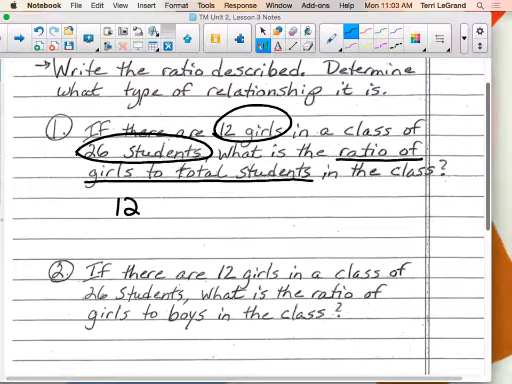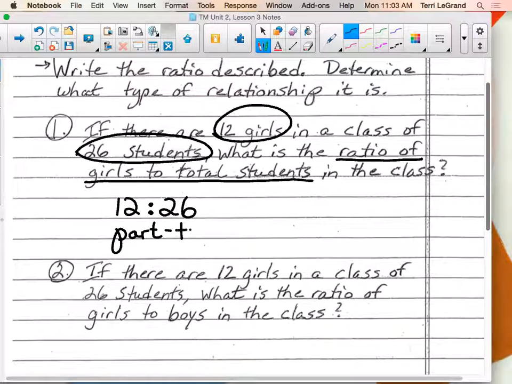12. And we're going to use the colon method right now, okay? 12 to 26. Total students, 26. 12 to 26. Girls to total students. Okay, what kind of a relationship is this? Part to part or part to whole? Harley? This is a part to whole. This is a part to whole relationship.